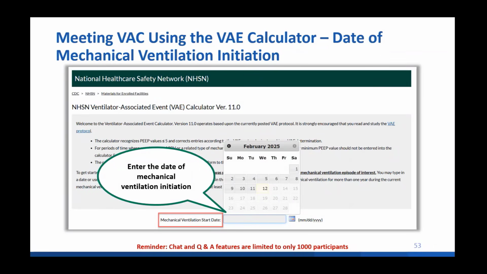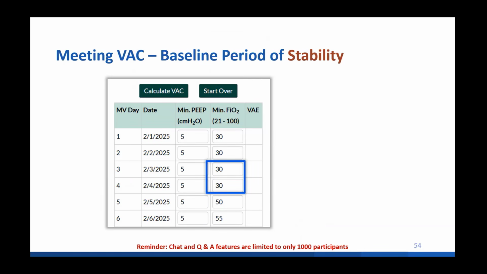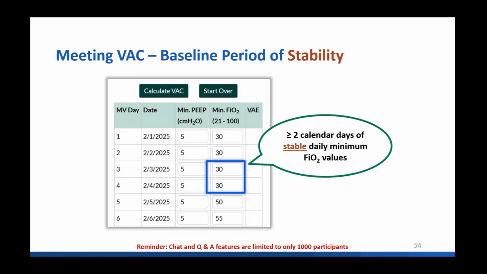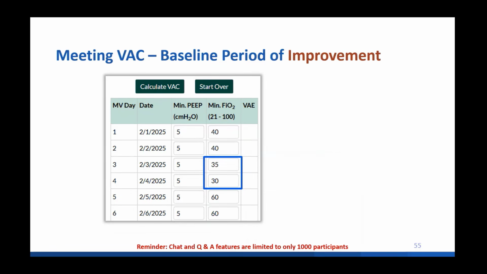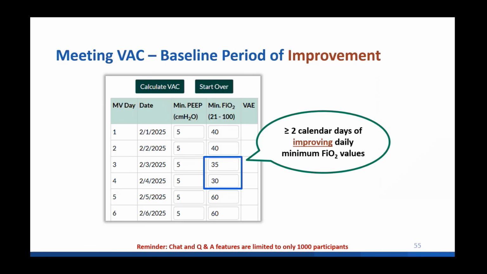When using the VAE calculator, you must begin by entering the date of mechanical ventilation initiation. Then you will enter all of the daily minimum values for the time period of interest. In this slide, you'll see an example of a baseline period of stability because the FiO2 of 30 was maintained for at least 2 days on mechanical ventilation days 3 and 4. Here's an example of a baseline period of improvement because the FiO2 went from 35 down to 30 over the 2-day period.